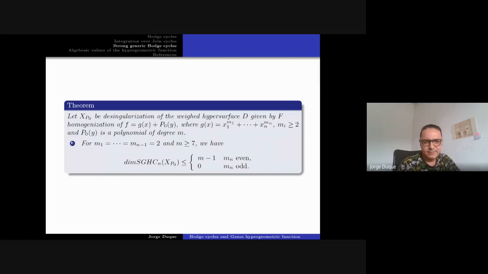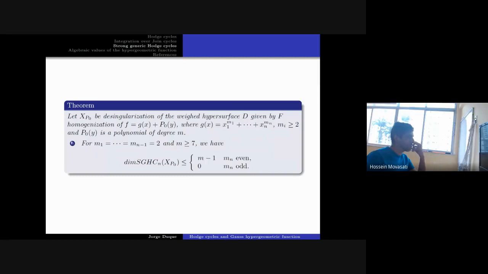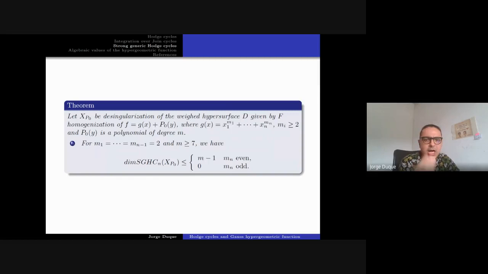Okay. The proof gives a basis of the vector space A, and therefore a set of generators of the strong generic Hodge cycle, even when this condition is not satisfied. Therefore, for m less than 7, we also obtain an upper bound for the dimension of this space. Just to show one example, this is the example.